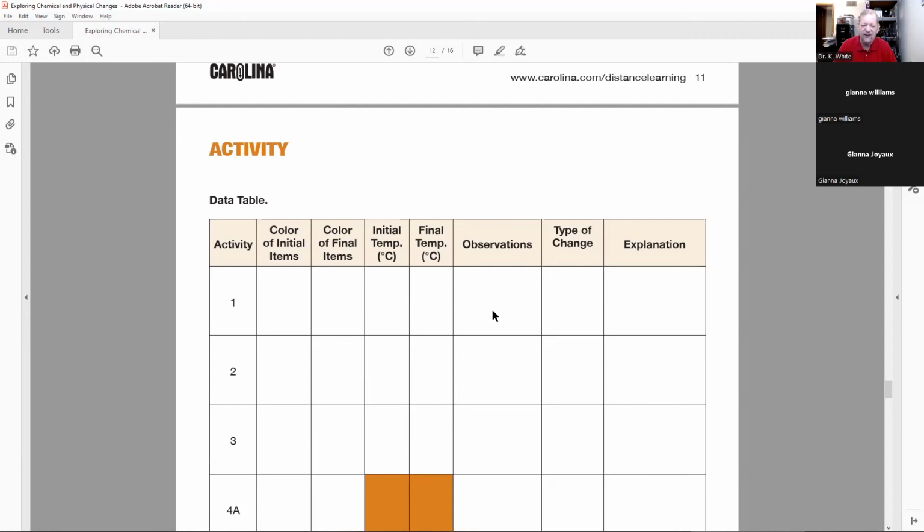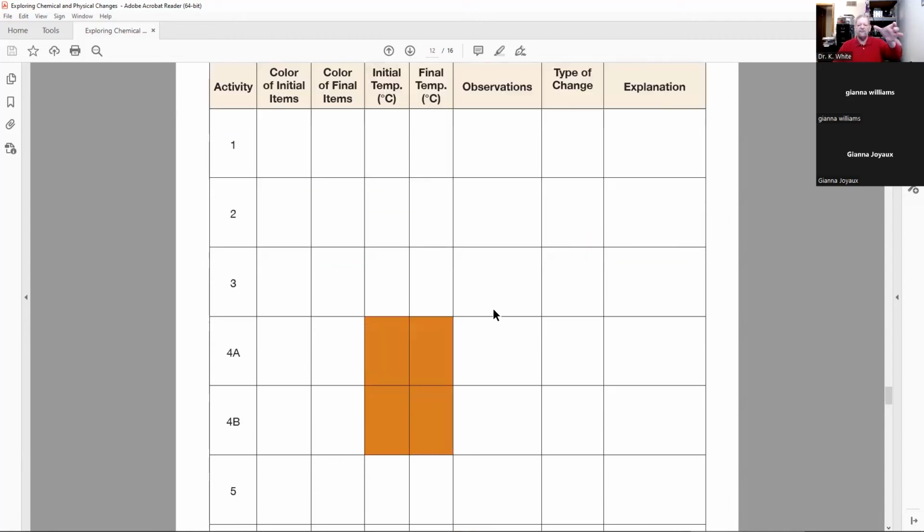Now, after each activity, you'll pour the contents of the test tube into your big 250 milliliter beaker, and you'll rinse the test tube once or twice with some distilled water or bottled water.